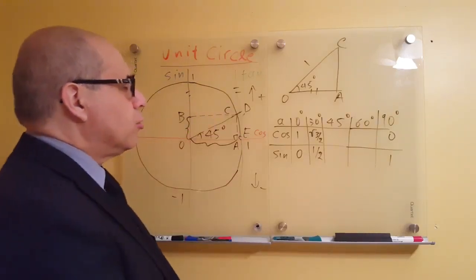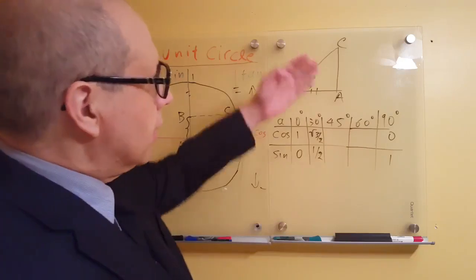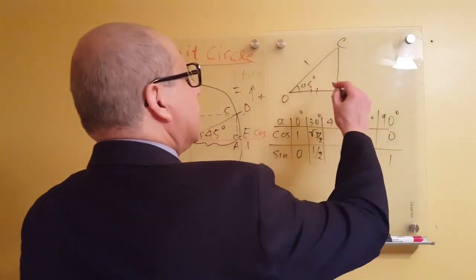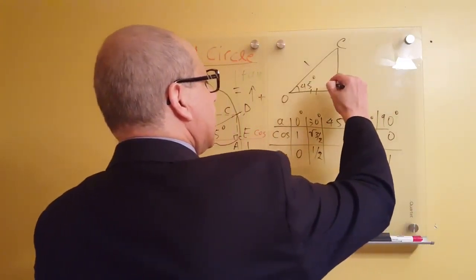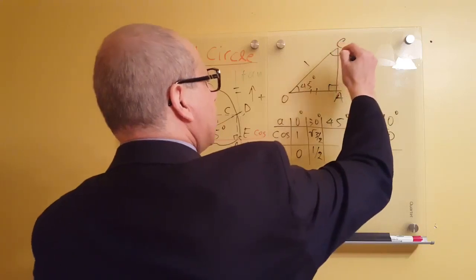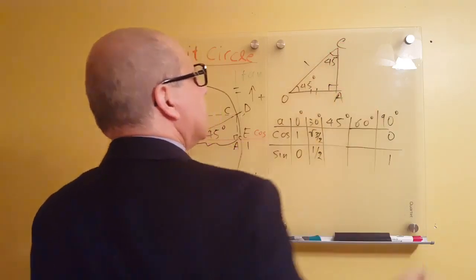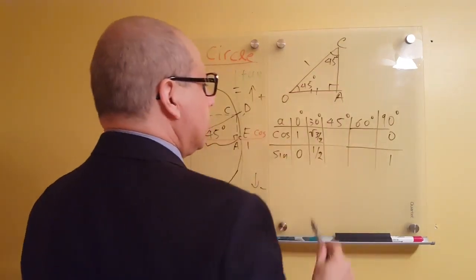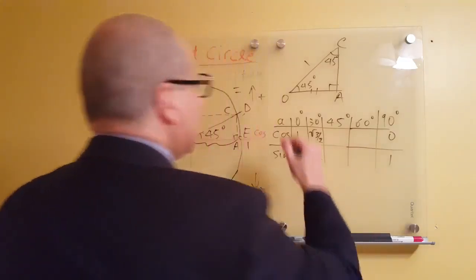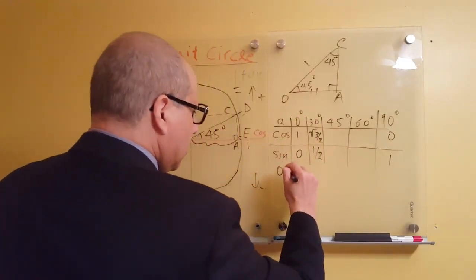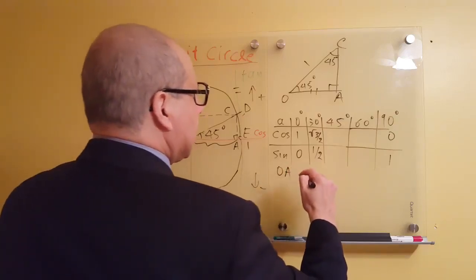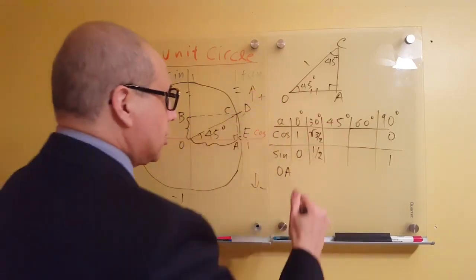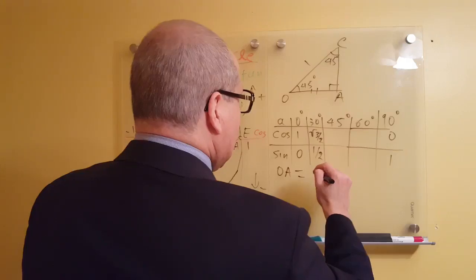So let's go find what's the cos and sine of 45 degrees. So you see this triangle here, since this here is 90 and this is 45, that means that also this here is 45. So that means that what? It means that this is an isosceles triangle, okay? This is an isosceles triangle, so that means that OA is equal to AC.